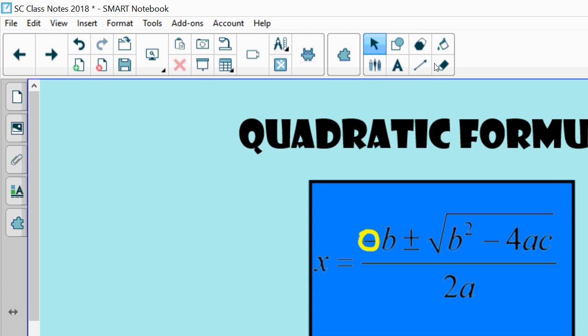What I want you to notice is there is an opposite of b sign in front of that very first part of the formula. A lot of students tend to miss that, so just make sure that you are aware of the opposite of b.